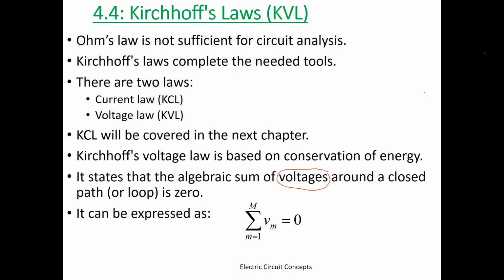Remember we talked about the loop. We said that a loop is a closed path. If we have a power source and we have resistors, this is called a loop. So KVL is applied around a closed loop, closed path. It's zero. It can be expressed as the sum of V1 plus V2 plus V3 plus or minus Vs equal to zero. I'm going to explain this later on. What is the meaning of the sum? This is the sum of the voltages around a closed path. So it could be V1, V2, V3, Vs, and so on.